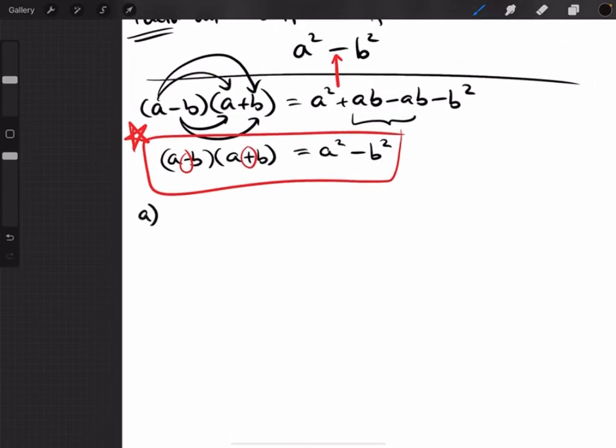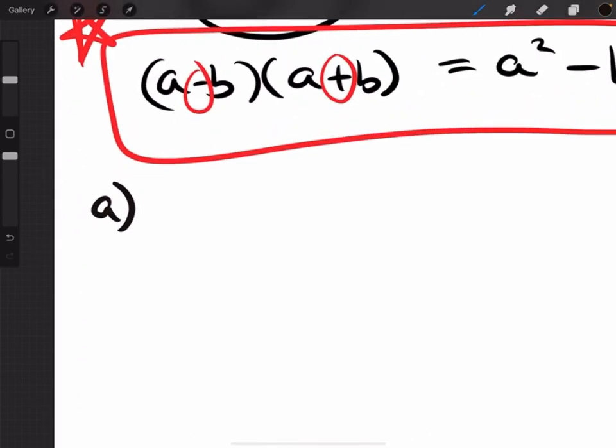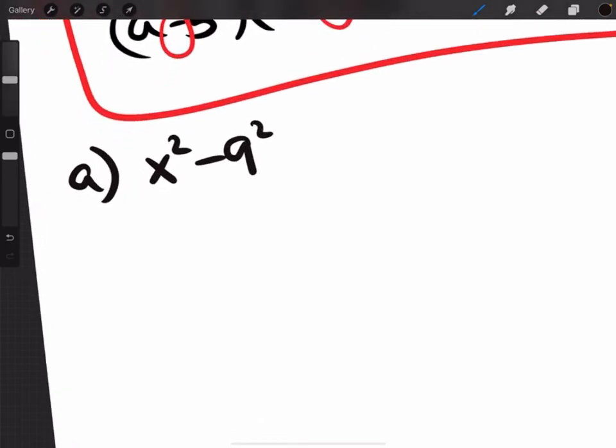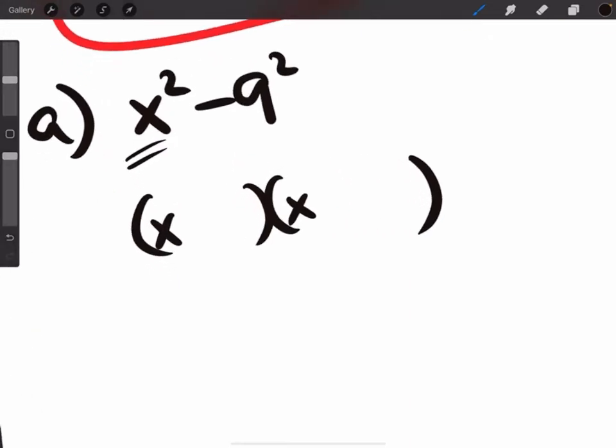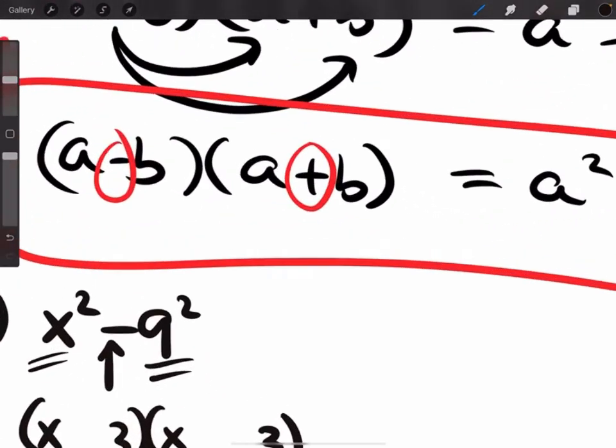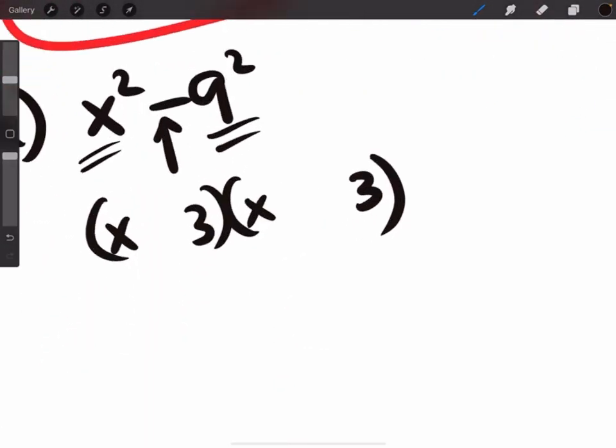Almost done. A few more, just very short examples. x squared minus 9. Okay. So I would do two parentheses. When I factor something out, it's two parentheses. Okay. What makes x squared? x times x. What makes 9? 3 times 3. And I don't want a middle term. There is no middle term. It's a binomial. I don't want a middle term, so I have to do plus and minus. Or minus and plus. Doesn't matter.